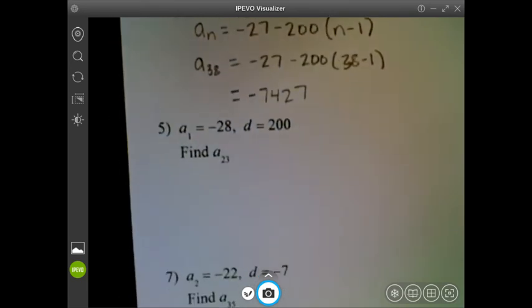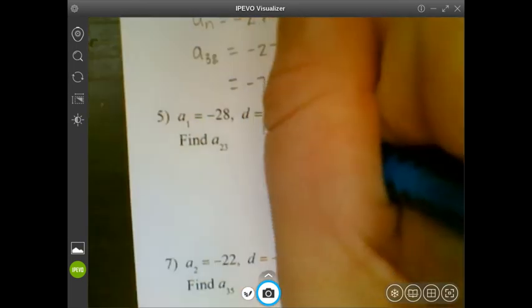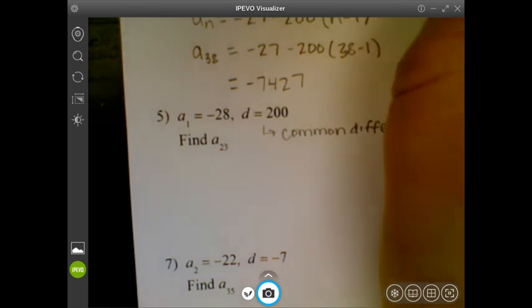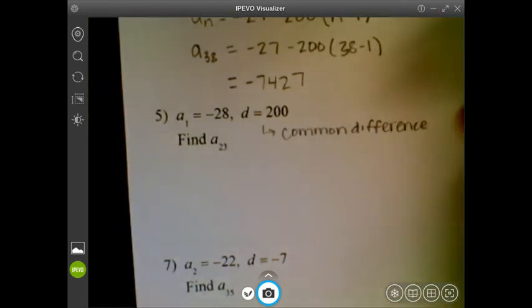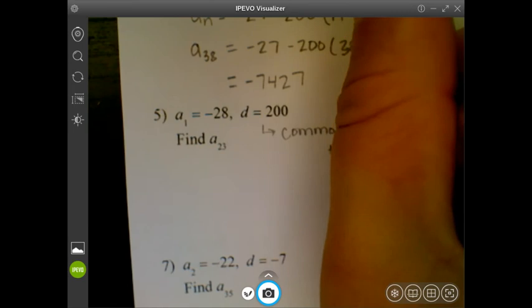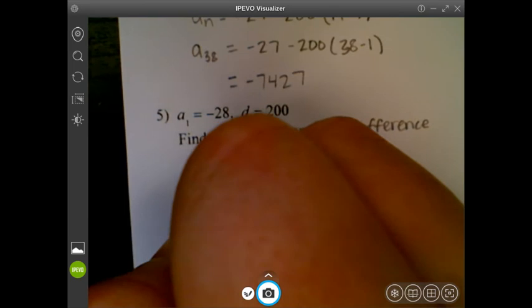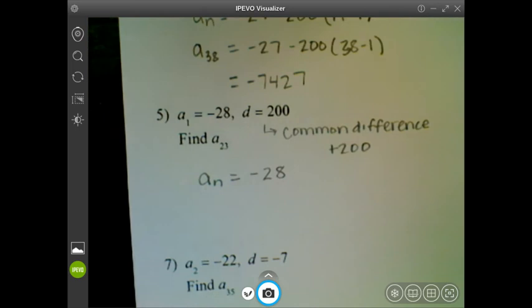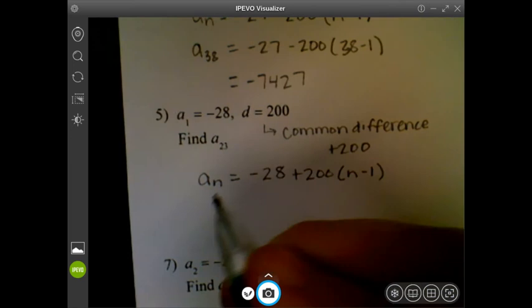All right, next one, we have the first term is negative 28, and d, you kind of have to remember what d stands for. That is the common difference, which is what we are adding or subtracting by. Because this is a positive 200, the common difference is we're adding 200 every single time. It says find the 23rd term, so we're going to go ahead and write the explicit formula. The nth term is negative 28 plus 200 times n minus 1.